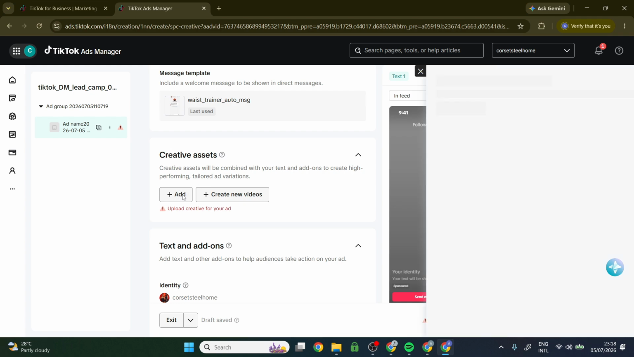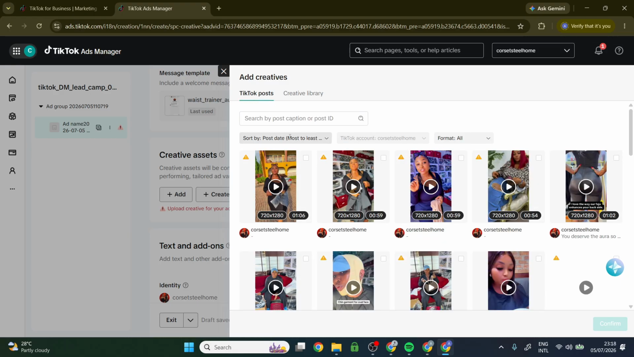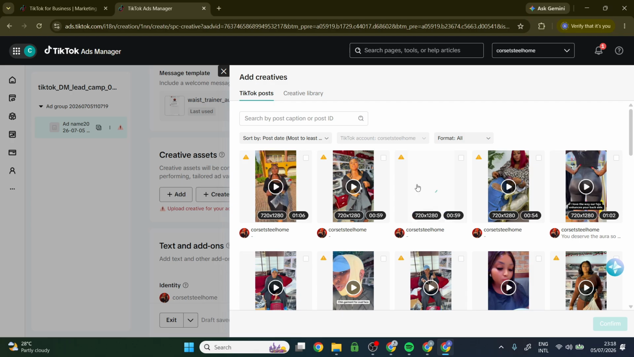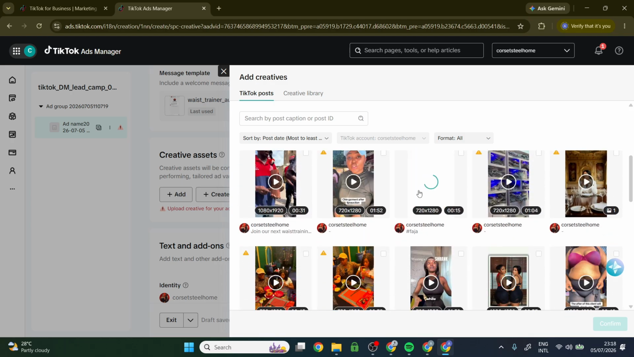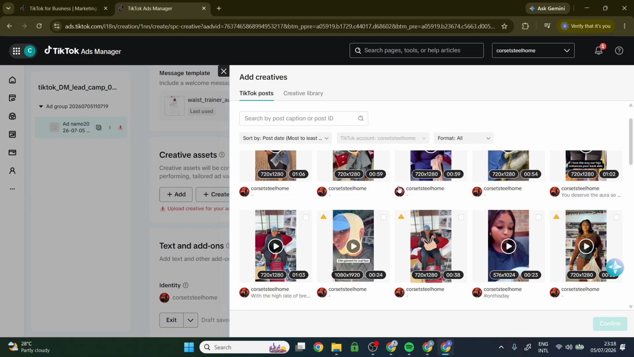So I'm going to click on this ad now. Once I click on this ad, I see creative library and TikTok post. So I'm going to be clicking on this TikTok post. Then you just have to go through the list of products, or sorry, videos that you have here.